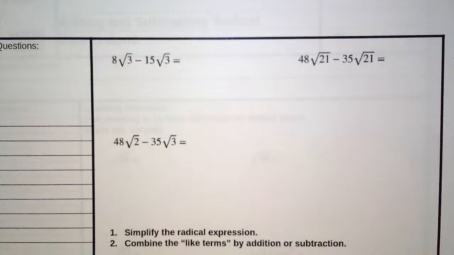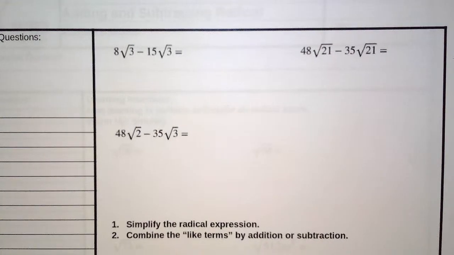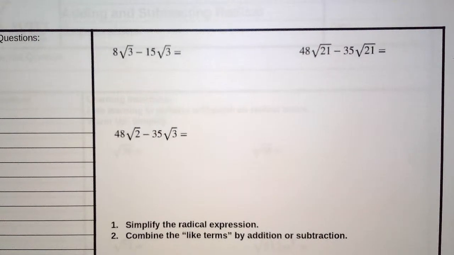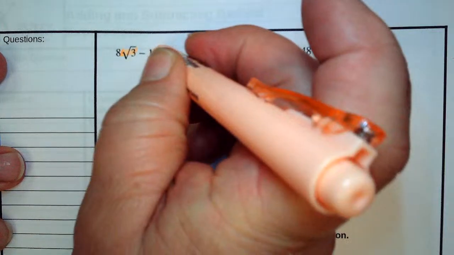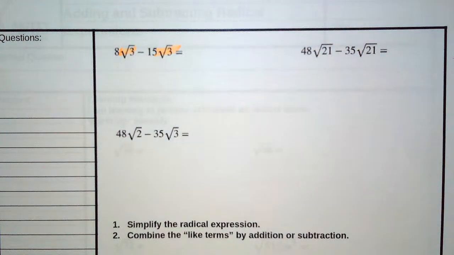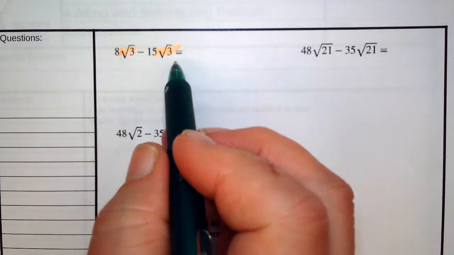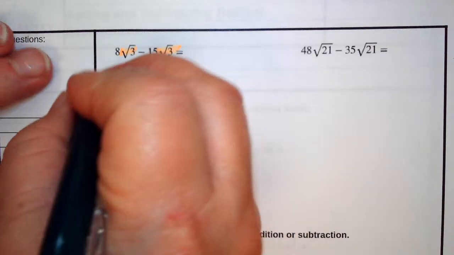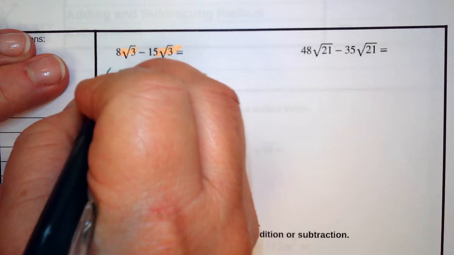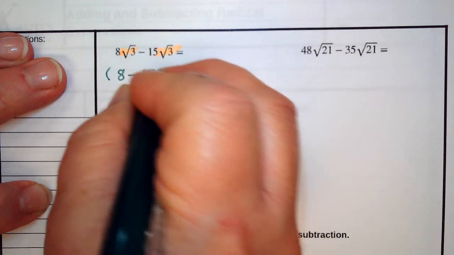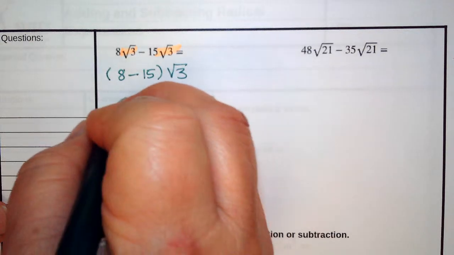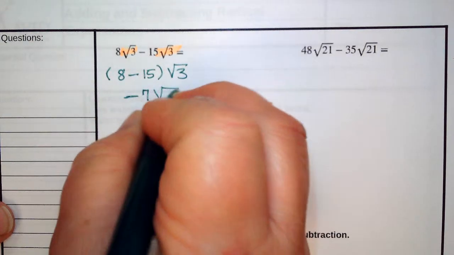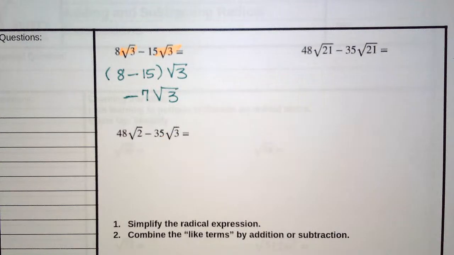So, is subtracting any different? No. You still have to have the same radicand to be able to combine. If I'm looking at the first one, I've got square root of 3, square root of 3, it is the same. So I focus on 8 minus 15, square root of 3. 8 minus 15 is negative 7, square root of 3, and that is my answer.